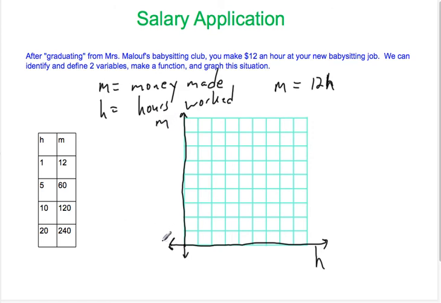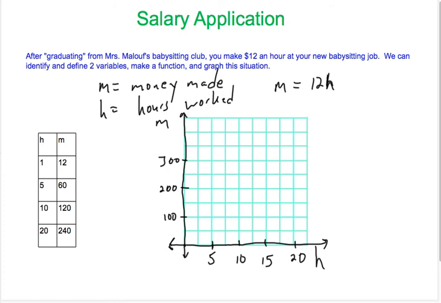So we need our hours to go from 0 to 20. So let's see, if we go 5, 10, 15, 20, that should work. So every 2 lines we could say is 5 hours. So 5, 10, 15, 20. And money needs to go up to $240. So let's see, if we go 50, 100, 150, that's not quite enough. So we could say every line is 50. We won't use quite all the graph, but we still get the idea. So 100, 200, 300. Now we can start graphing.